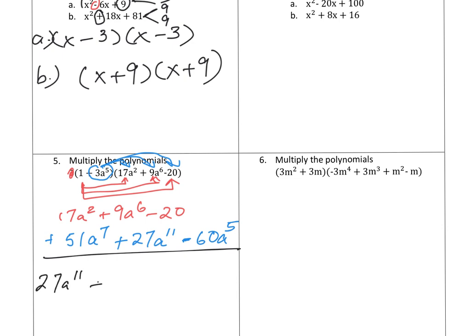Then it's plus 51a to the 7th. Then plus 9a to the 6th. Then minus 60a to the 5th. And then I believe it's plus 17a squared, and the last one will be minus 20. That's it. Okay, move to the second page.